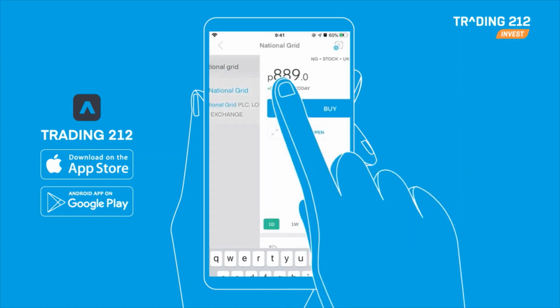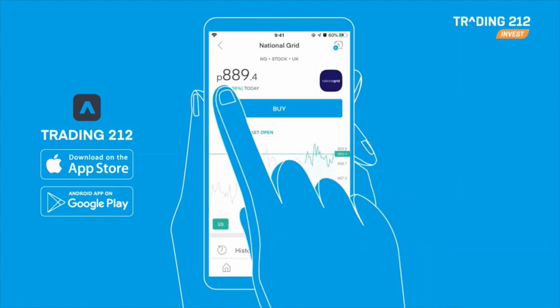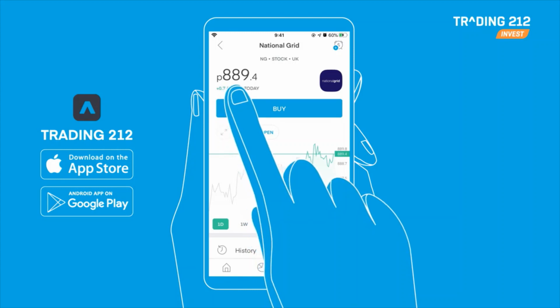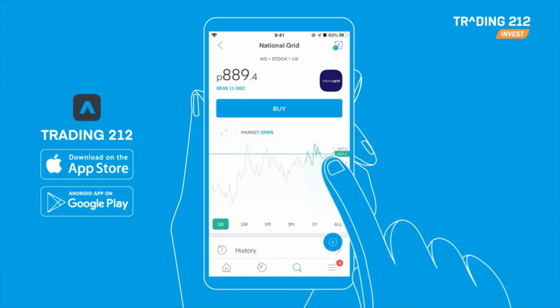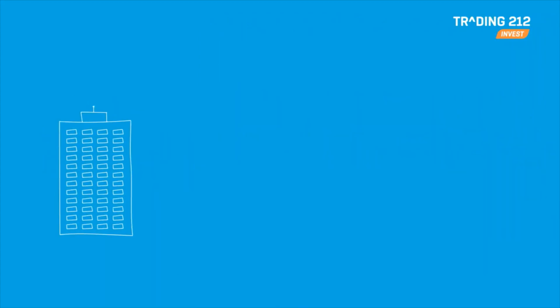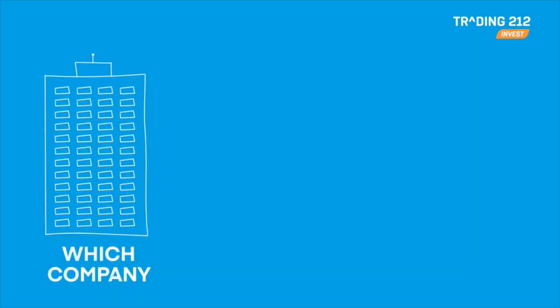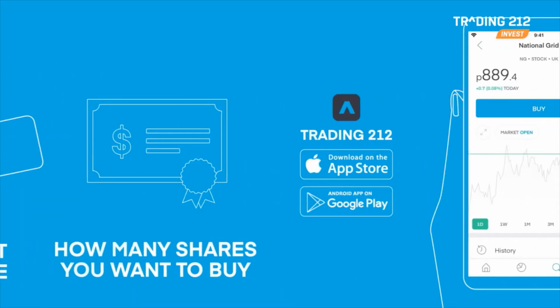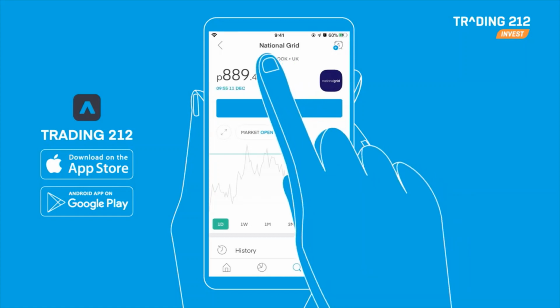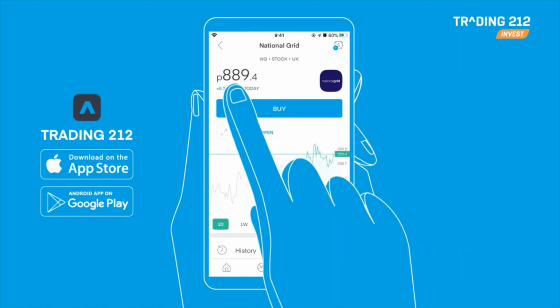The live price for National Grid in our example right now is 889.4p. It's moving up and down all the time as new trades go through on the London Stock Exchange. The main things to consider when you're buying shares are which company, what price, and how many shares you want to buy. We've already decided to buy National Grid, and we can see the current price.